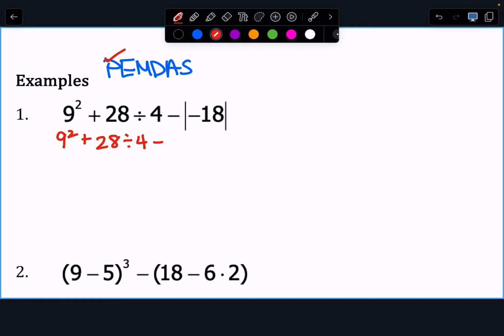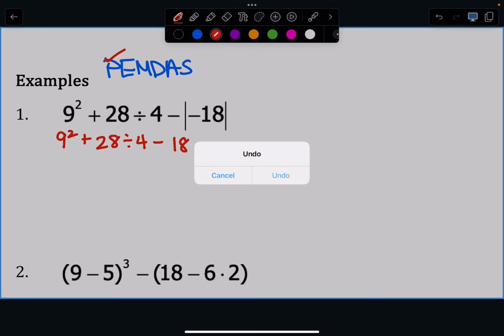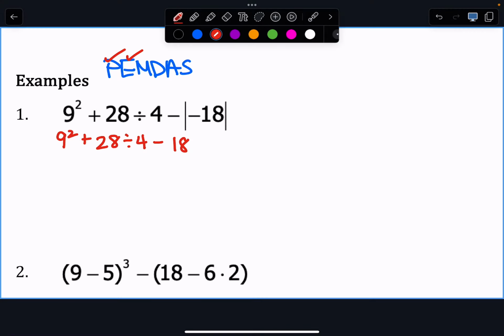What's the absolute value of negative 18? 18. Okay. Now, do we have exponents? Yes. Okay. What is 9 squared? 81.